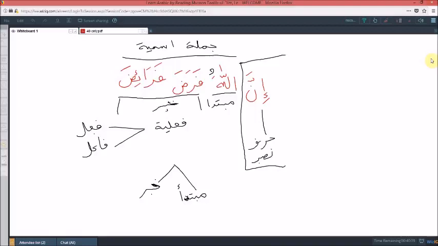What is jumlata? Because I was thinking that was a noun. No, a sentence. Okay. I thought it was, okay, a sentence that starts with a noun. Right. A nominal sentence or a verbal sentence.